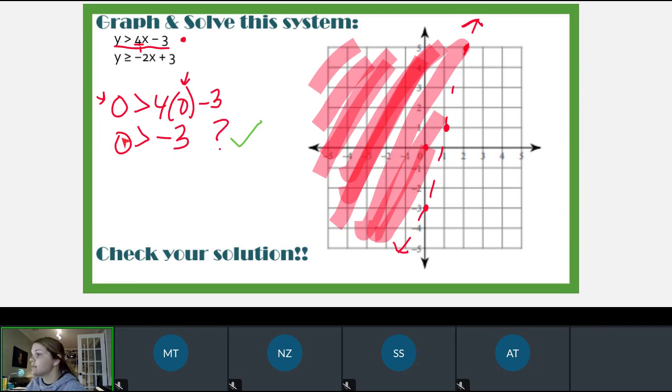So then I ask myself, is this a true statement? If I plug in the point 0, 0, do I get a true statement? So is 0 greater than -3? Yes, it is. So I want to include 0, 0 in my solution. So I'm going to shade the side that contains the point that made the statement true.